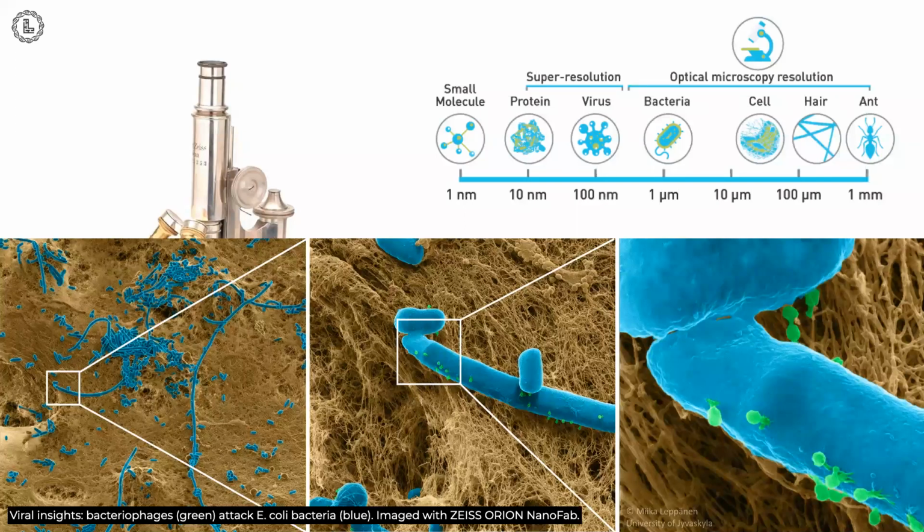In this image, you can see a super high resolution image achieved with helium-ion technology that shows the process of bacteriophages in green attack the E. coli bacteria. So the E. coli is blue and the green are the bacteriophages.